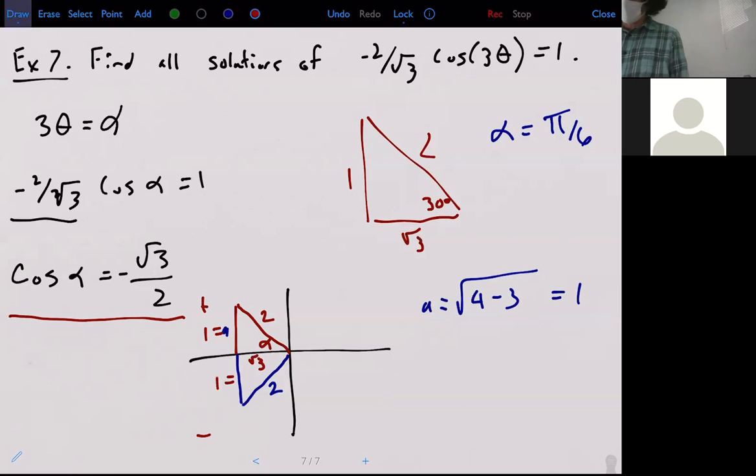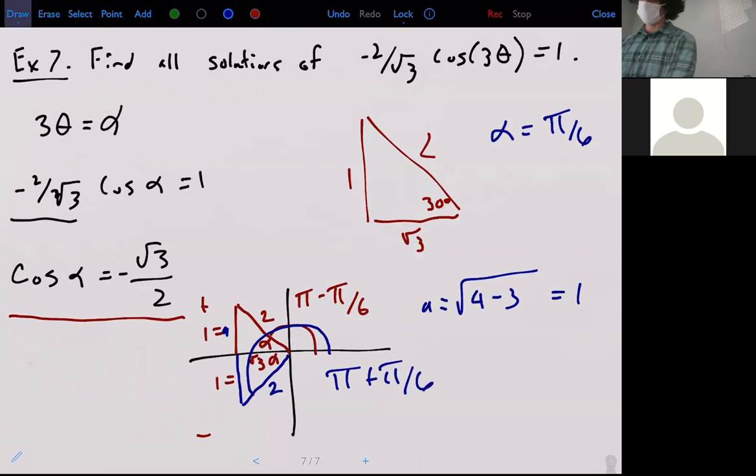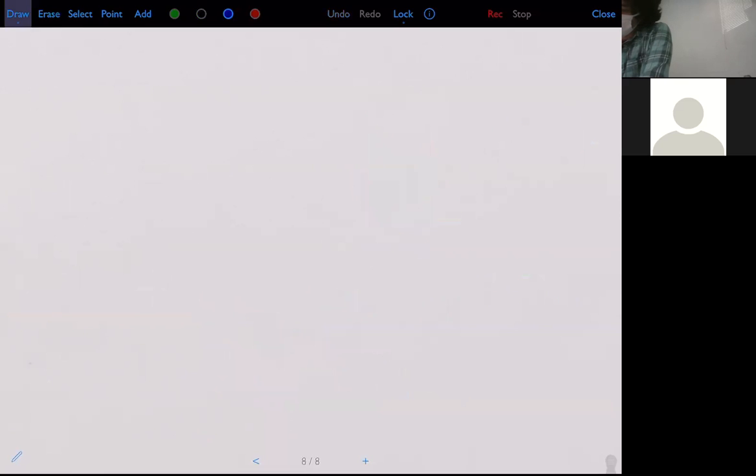And now the last thing to remember is that alpha is a reference angle for these two triangles. So the actual angle is going to be pi minus pi divided by 6, or equivalently, the other solution that we'll get is pi plus pi divided by 6. So let's go ahead and rewrite this on the next page. Our alpha values we found are going to be either 5 pi divided by 6 or 7 pi divided by 6.